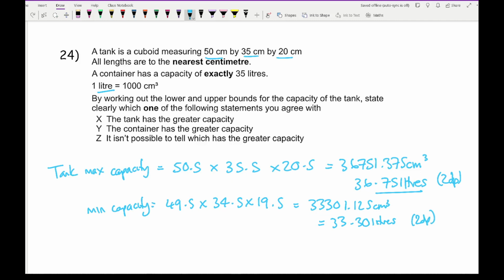Now answering the question, so it says that the container is exactly 35 litres. So the tank can be greater. Well, yes, it can. The container could be greater, yes, and it's impossible to tell which has the greater capacity. So the correct answer you should have is going to be Z. Now the reason for that is because if the tank is at its max capacity, it's bigger than the container. If the tank is at its minimum capacity, it's going to be smaller than the container.